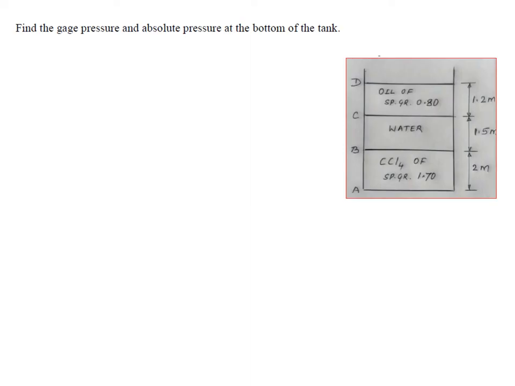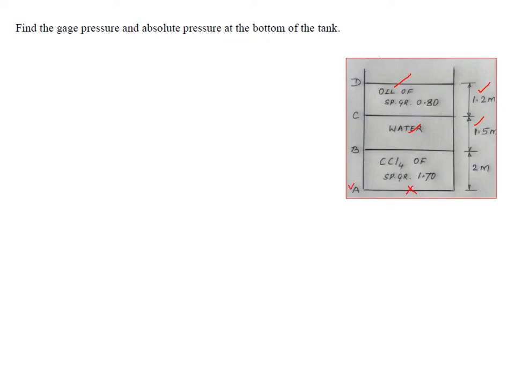Similarly, above that we have water. You know that its specific gravity is 1, and the height is 1.5 meters. On the top portion we have oil of specific gravity 0.8 for a height of 1.2. You are required to find the pressure at the bottom of the tank, that is at E.